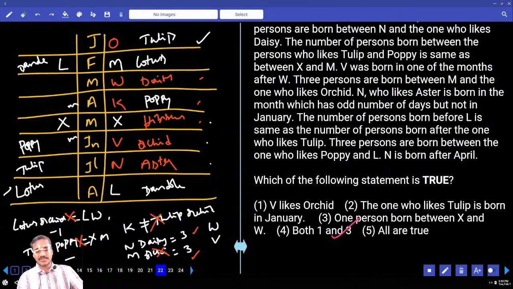Then coming to 22nd. Now in this 22nd, which of the following is definitely true? V likes orchid. V orchid definitely true. Then next one, 1 and 3. One person born between X and W. X and W, one person, that's also true. The one who likes tulip is born in January. That's also true. All are true. Choice 5, question number 22.